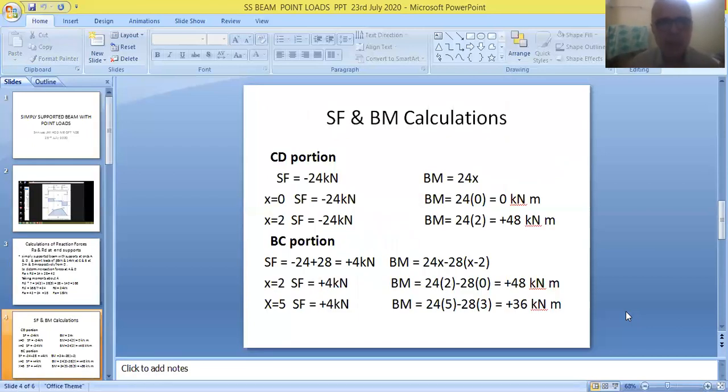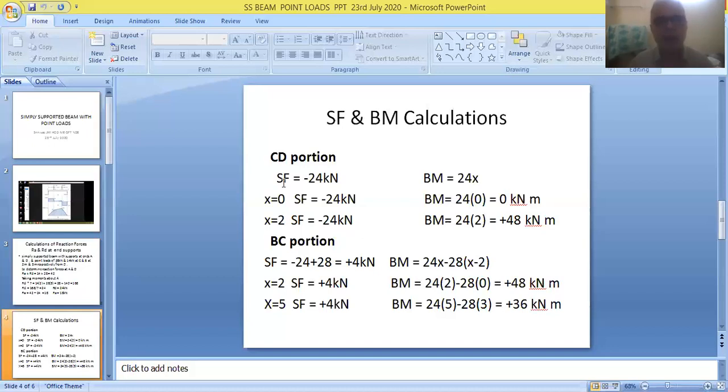So friends, now we have to prepare SF and BM equations at different portions. As I've already told you in the beginning of the class, you have to start from the right hand side of the beam and proceed towards the left side of the beam. Therefore, the CD portion must be taken first for writing the equations and making calculations, followed by the BC portion and followed by the AB portion.